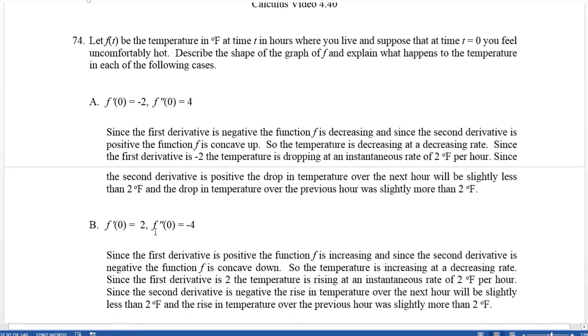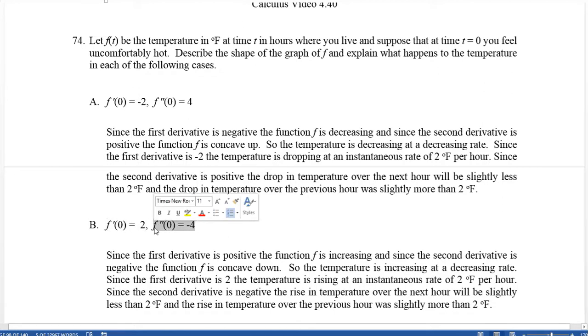This time, the derivative is positive, so that says that the function f is increasing. What does that mean? That means that the temperature is rising. You're hot now, you're going to be even hotter later.